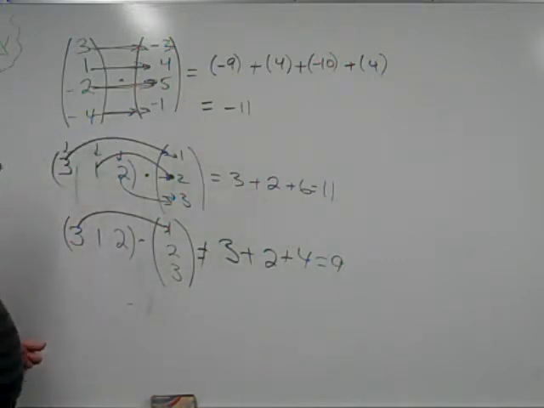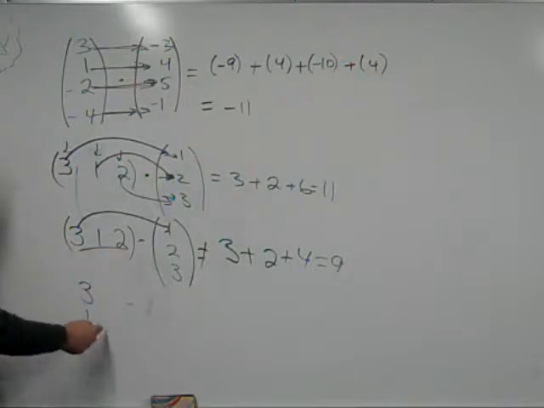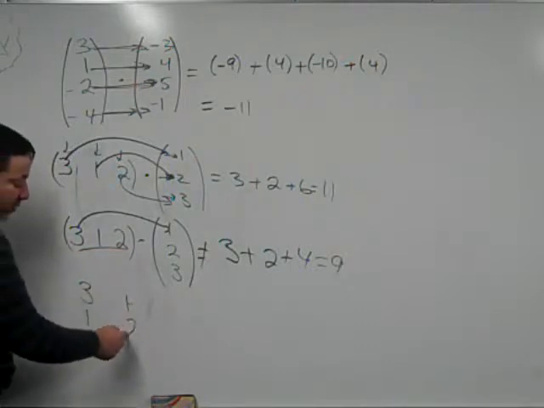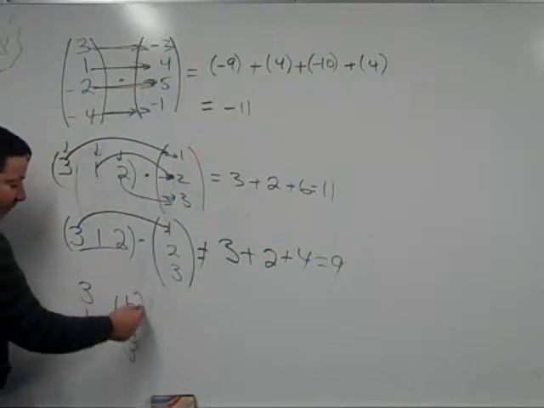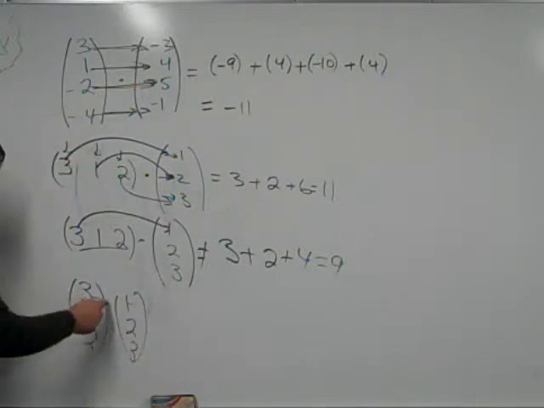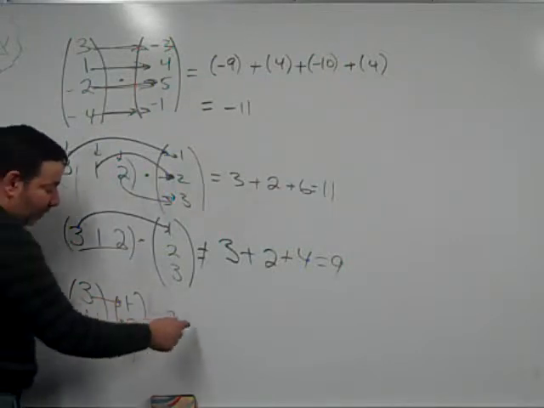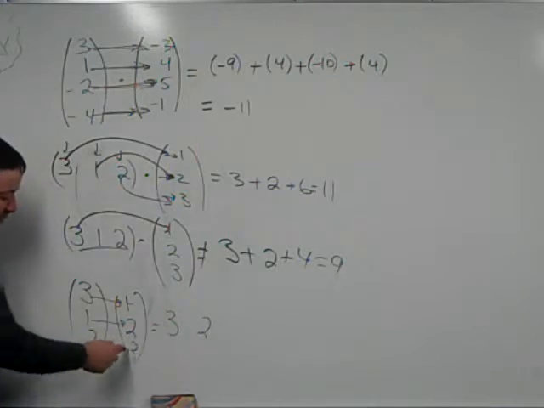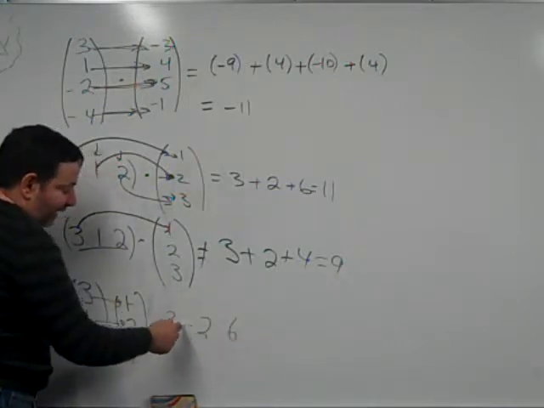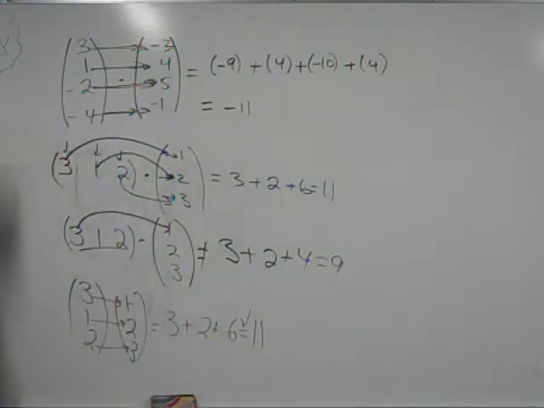So, what might you do? Me, I would write this vertically, 3, 1, 2, dotted with 1, 2, 3. Now, it's like the first ones. You multiply 3. You multiply 2. You multiply 6. You add them up, and you get 11, the correct answer.